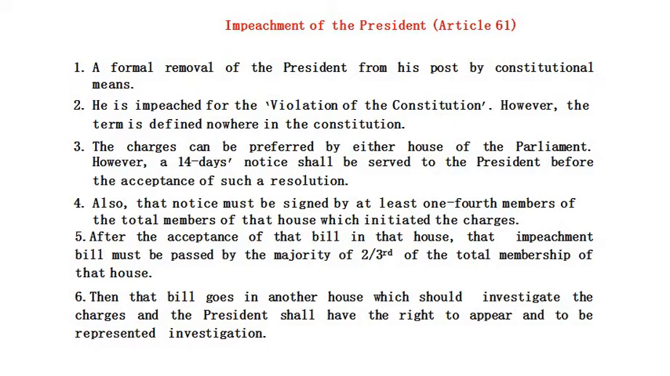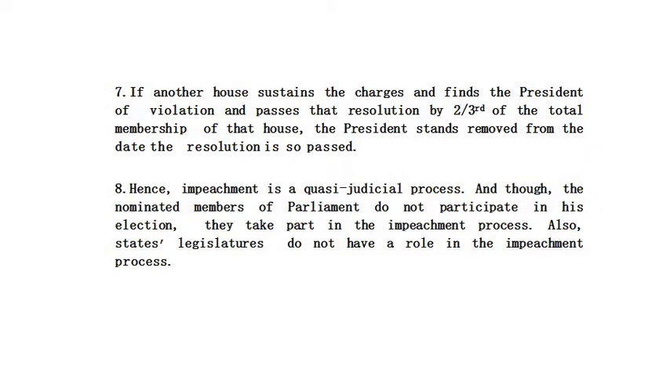Then that bill goes to another house which should investigate the charges, and the president shall have the right to appear and be represented in the investigation. If the other house sustains the charges, finds the president in violation and passes the resolution by 2/3 of the total membership of that house, the president stands removed from the date the resolution is passed. That means if one house passed the bill by 2/3 majority and the second house also passed by 2/3 majority, then the president is removed from duty from the date the second house passed that bill.